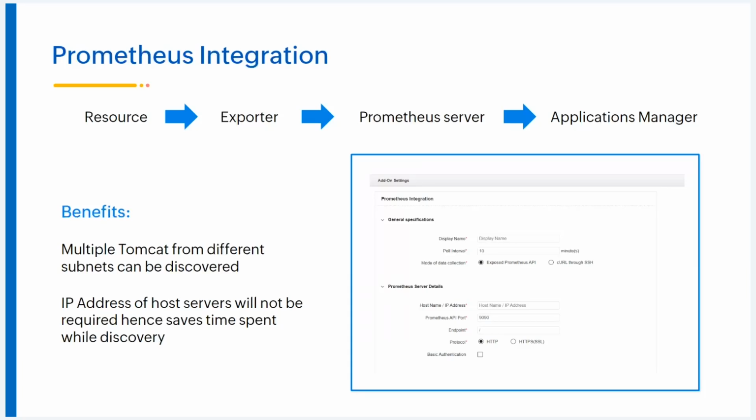So if we expose that particular Prometheus to the Applications Manager, we can integrate with Prometheus and fetch all the OpenShift data into the Applications Manager for monitoring. And same like that, we can achieve it for OpenShift, Tomcat, and Kubernetes. We are also planning to add additional monitor types in the upcoming quarters.